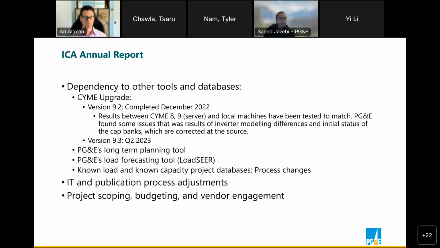Thank you, Ari. PG&E filed its annual report in December 2022. As you mentioned, one of the requirements was to report on the progress and specifically the challenges that the IOUs face while we start refining our load ICA. Here we highlight the key challenges for the PG&E team. The ICA refinements are very dependent on the readiness and availability of other in-flight tools, databases, and processes for PG&E.